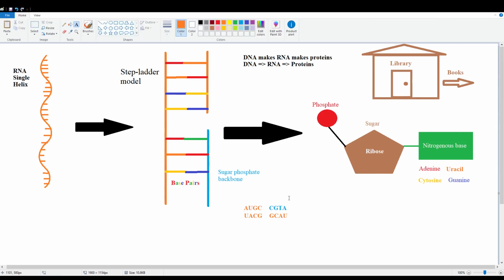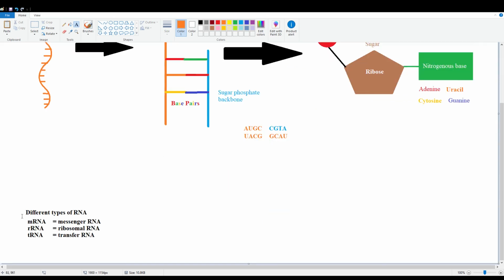Okay, the final part of this is the different types of RNA, and there are three main types: mRNA, which stands for messenger RNA, rRNA, which is ribosomal RNA, and tRNA, which is transfer RNA. These are going to become clearer once we move into the later videos. I keep referring to later videos, but it's better if we break them down video by video, so we can cover one concept per video and you don't hit information overload.